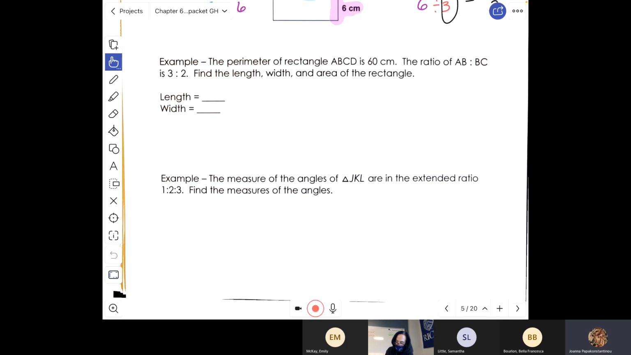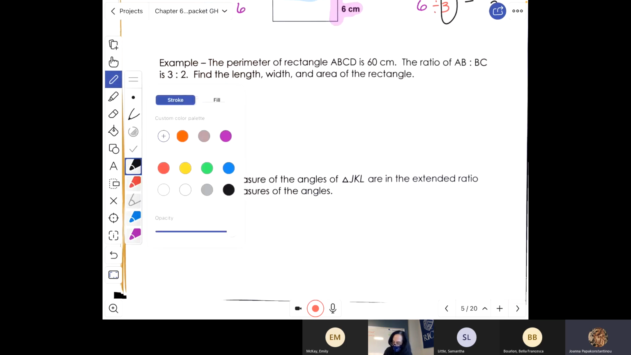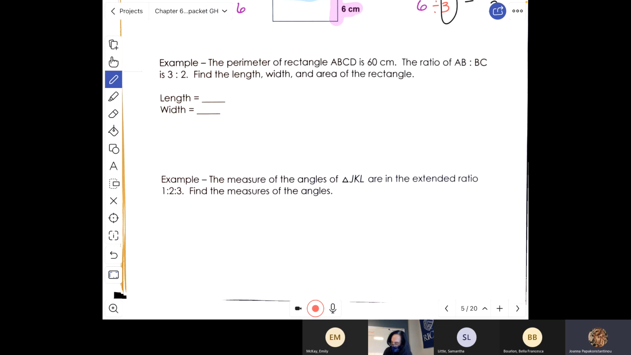We have a rectangle. So my rectangle is A, B, C, D. And I know the perimeter of the rectangle is 60 centimeters. Remind me how we would find the perimeter of a shape? Add up the length of all the sides.